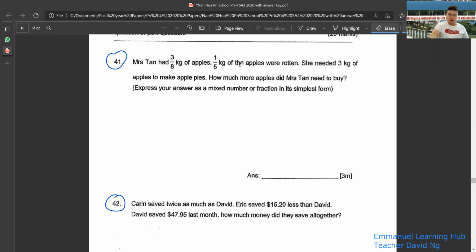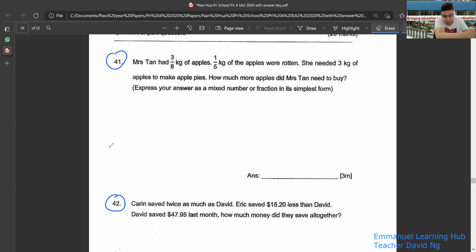Straight away, you know how to find apples that are still not rotten, right? No. Huh? Why don't know? Is the figure given there? Or? 1 over 5. You see, this fraction here refers to quantity or fraction? Quantity, because there's a unit. There's a unit there, so it's quantity.